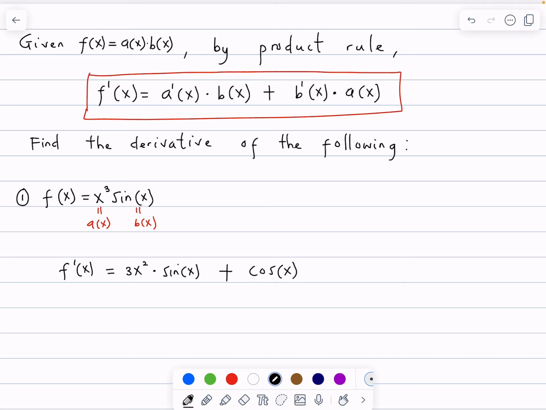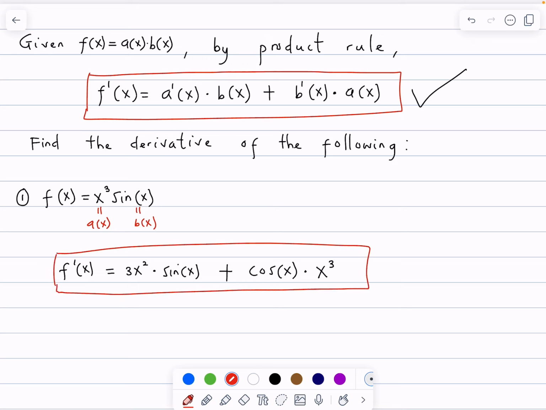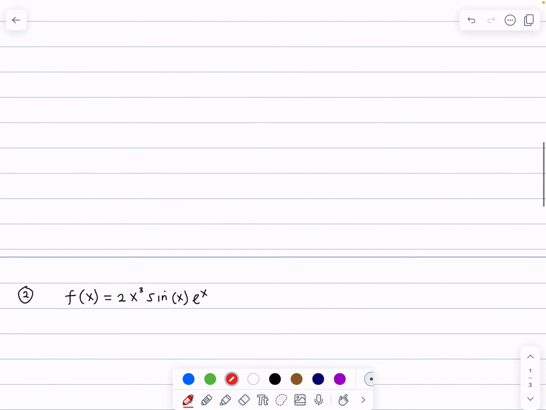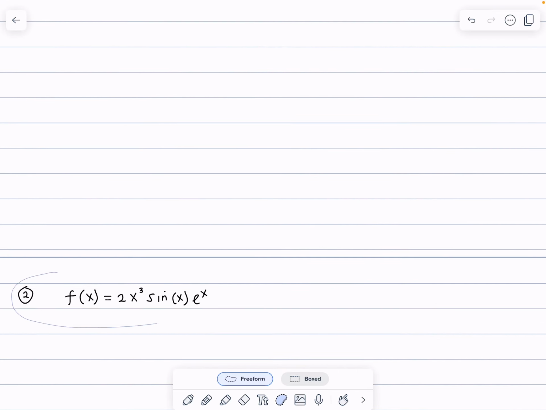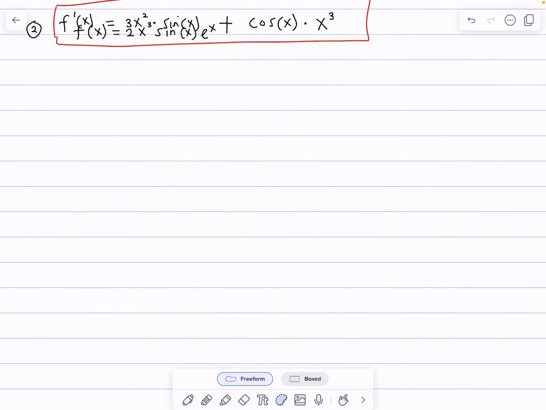And then I keep my a of x just the way it is, right? I'm using this rule here. I keep my a of x just the way it is. So what's my a of x? That's x cubed. And that's the derivative using the product rule.